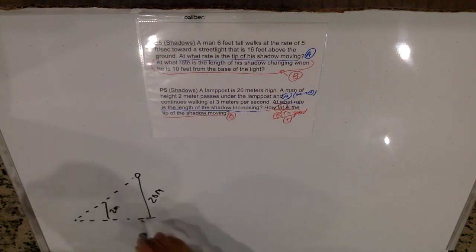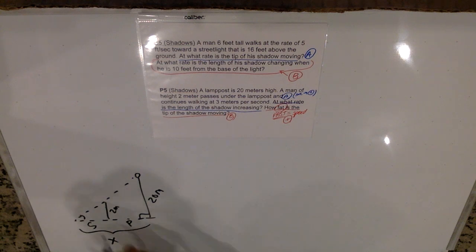Okay. All right. So I'm going to use S for his shadow again, right? I'm going to use P for the distance to the post, and then if you want, we can use X again, or you can use something else. It's up to you. Again, this boils down to similar triangles, right?